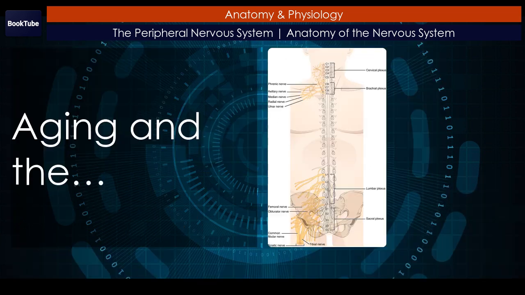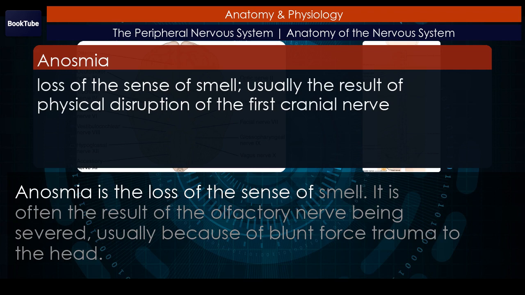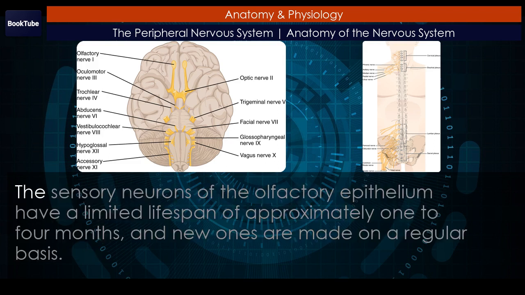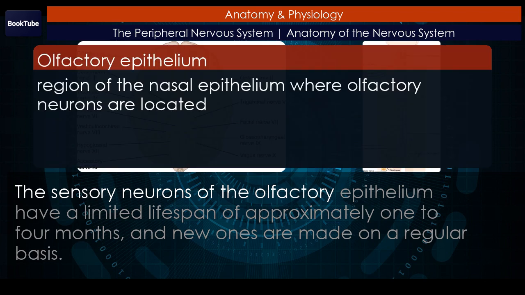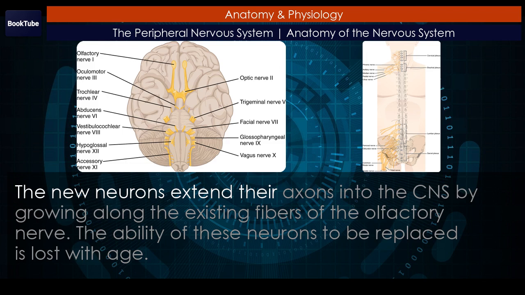Aging and the nervous system. Anosmia is the loss of the sense of smell. It is often the result of the olfactory nerve being severed, usually because of blunt force trauma to the head. The sensory neurons of the olfactory epithelium have a limited lifespan of approximately 1 to 4 months, and new ones are made on a regular basis. The new neurons extend their axons into the CNS by growing along the existing fibers of the olfactory nerve. The ability of these neurons to be replaced is lost with age.